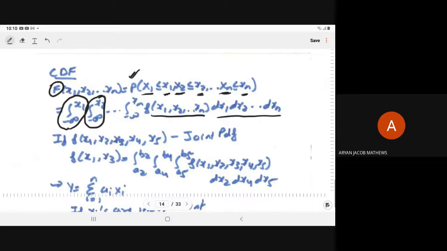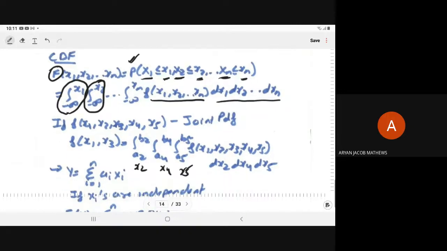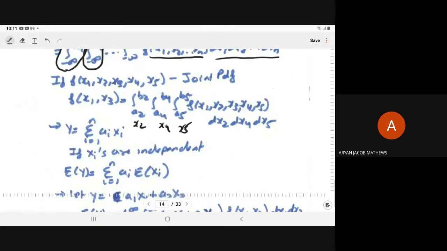If you have to compute, again, if we have the joint PDF of 5 random variables x1, x2, x3, x4, x5, and you have to compute the marginal PDF corresponding to x1, x3, then you just have to integrate over x2, x4 and x5, right? You will have the joint PDF corresponding to x1 and x3.